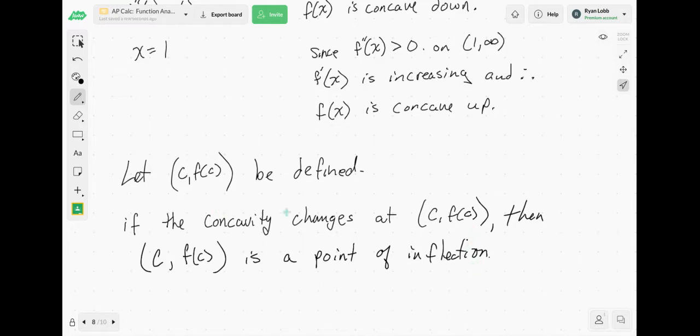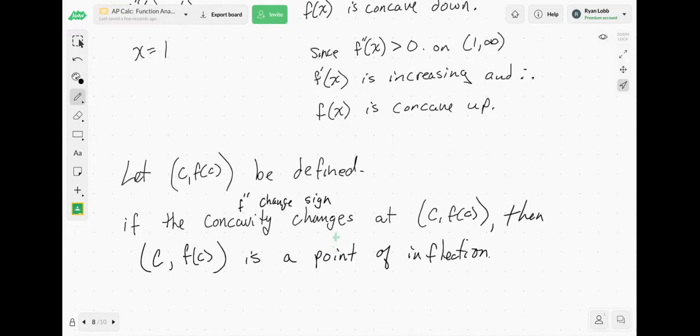All right. Now, how are you going to know concavity changes? Well, concavity changes because f double prime is going to change sign, right? If you have a change in sign of f double prime at c, f of c, that means your concavity changed.